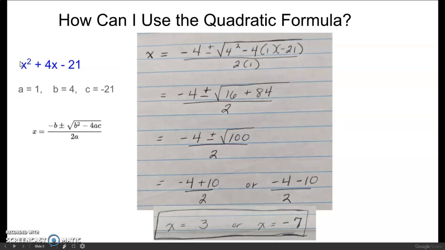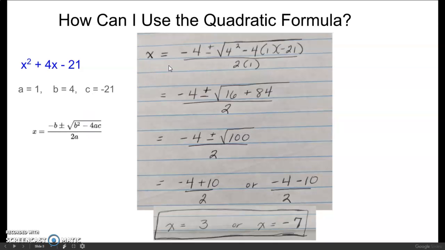In this case, a is equal to 1. So remember, we looked at the standard form. So it's ax squared plus bx plus c. So the a is equal to 1. Remember, if there's no variable there, no constant there, we can assume it's 1. b is equal to 4, and c is equal to negative 21. All right, well, here's how you use the quadratic formula. You just plug each of these things into its appropriate place in the formula and then solve.